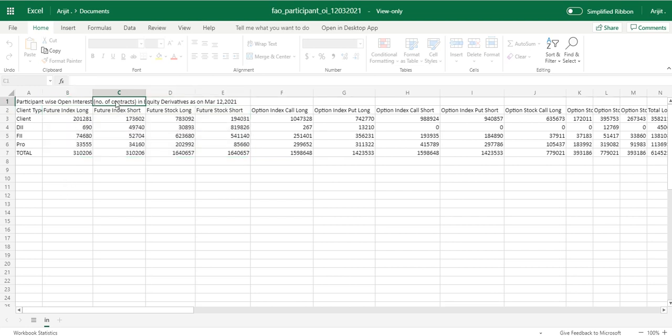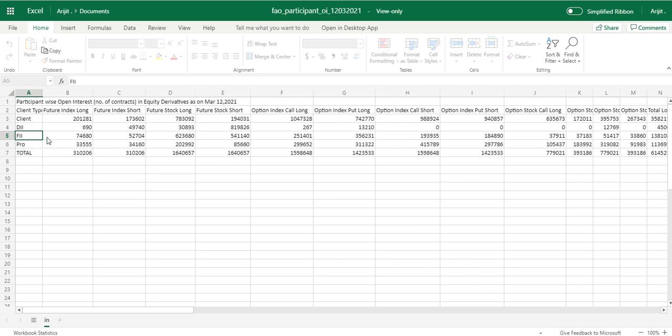So if you notice, this is participant-wise open interest, or number of contracts, in equity derivatives as on March 12, 2021. So who are the participants? Client, DII, FII, Pro, and the data is based on the number of contracts. The number represents the total open interest, or the number of contracts this particular participant is holding.